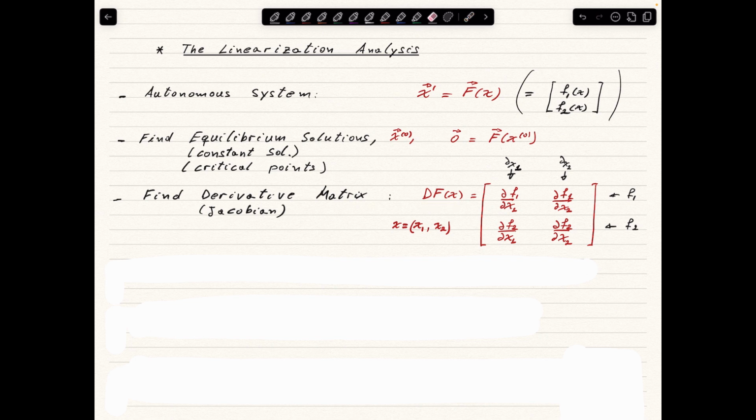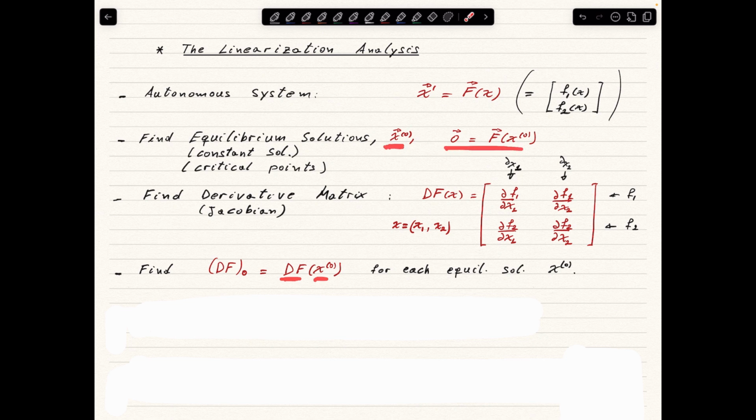The next step is to evaluate this derivative matrix at each of the critical points or equilibrium solutions that we found in this step. So if we found 3 equilibrium solutions, then we evaluate the derivative matrix at 3 points, and we are going to have 3 of these matrices. We do that for each equilibrium solution, and now these are constant matrices.